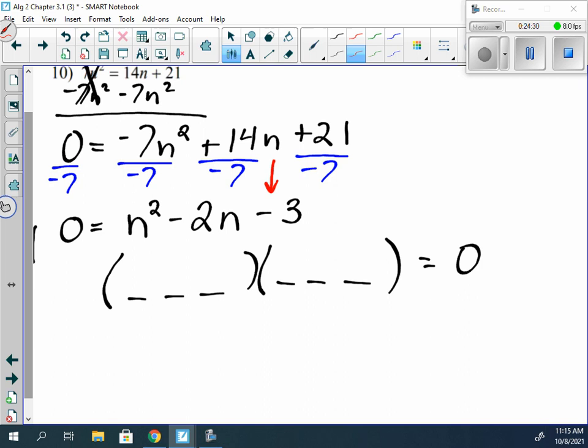The next thing we would do is our signs. Since the third term is negative, we would have a positive and a negative. The signs would be opposite. The factors of n squared are n and n. Well, the factors of 3 are 1 and 3. Do y'all have a preference on which one we put where? Well, we'll be able to check it, right? 1 or 3, which one do you want positive, which one negative? I would go this direction here.